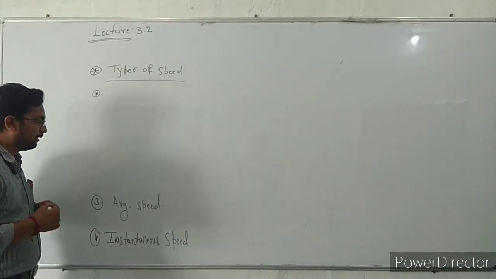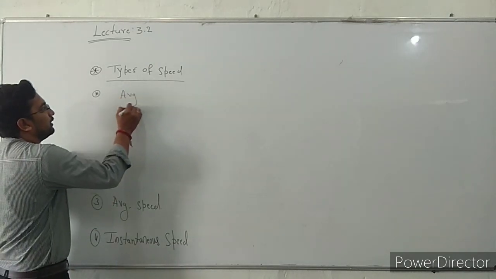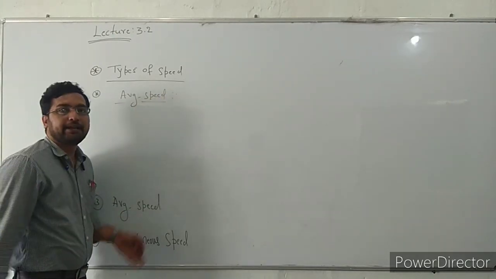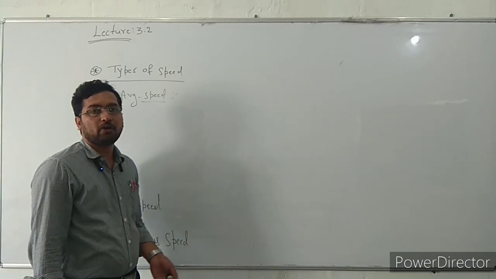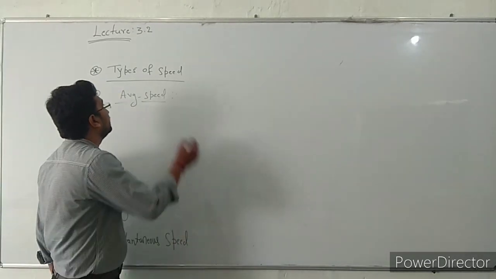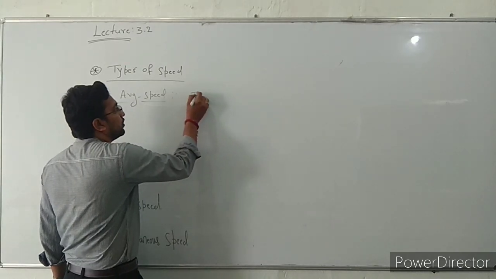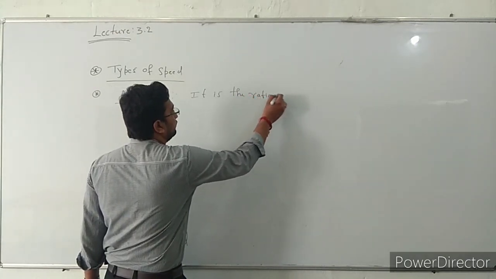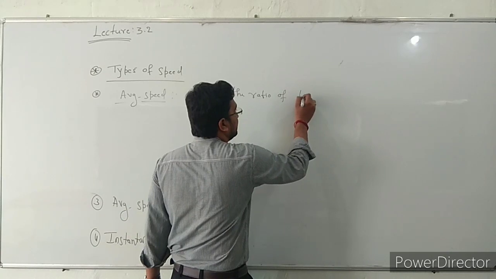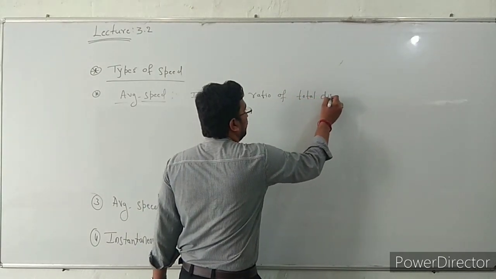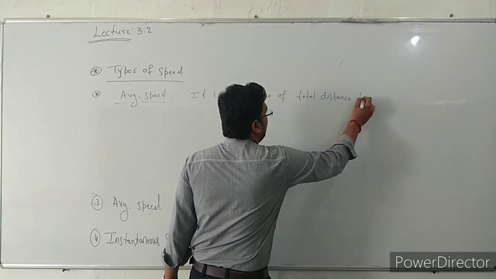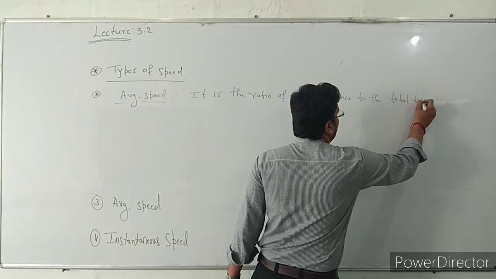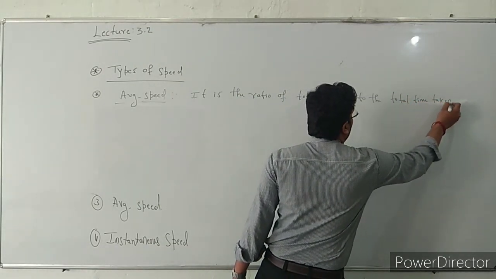Okay, next the third one, average speed. Average speed is the ratio of the total distance traveled by an object to the total time taken by the object.